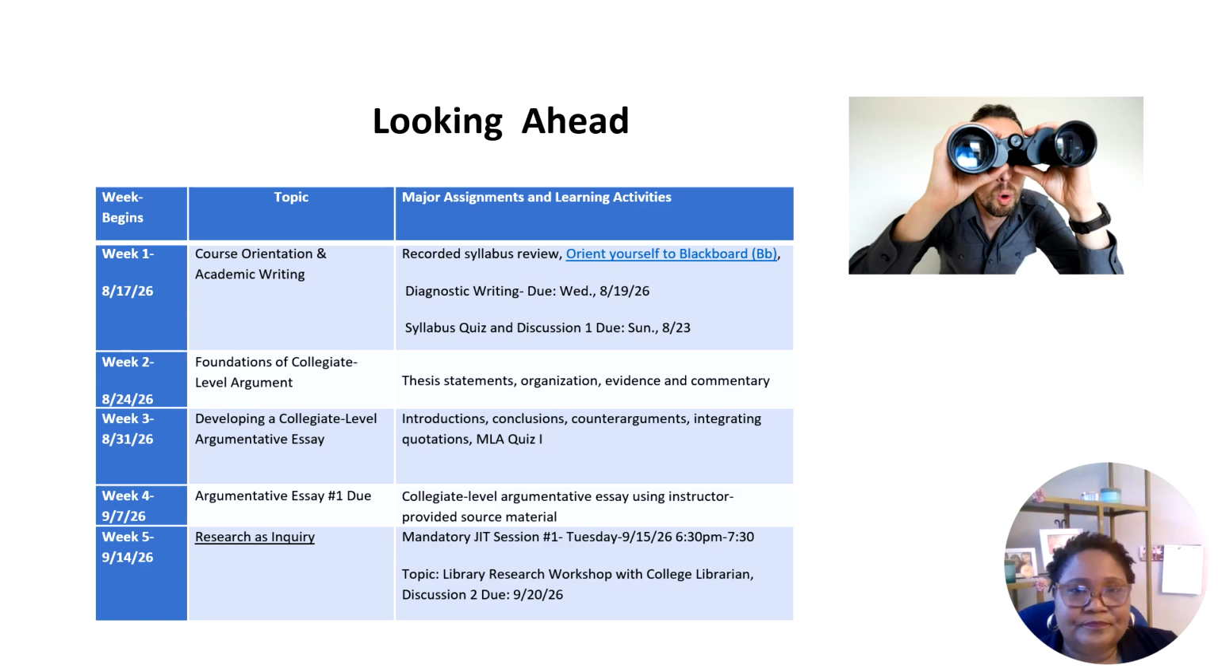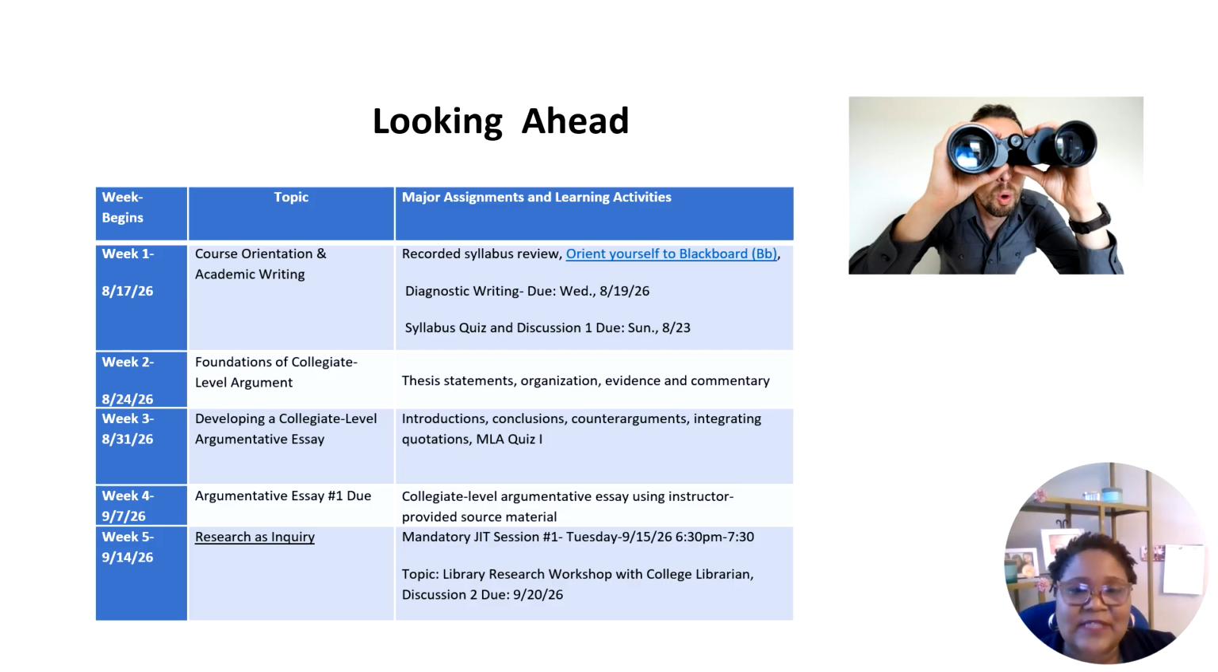Looking ahead, notice that these are some additional dates, and you can see some of the items that we'll be discussing then. Right now, we're in this week one. Each week starts on a Monday. Next, we will get into foundations of collegiate level argument writing. We'll be digging into thesis statements, organization, evidence, and commentary. The commentary is kind of tough for some students.